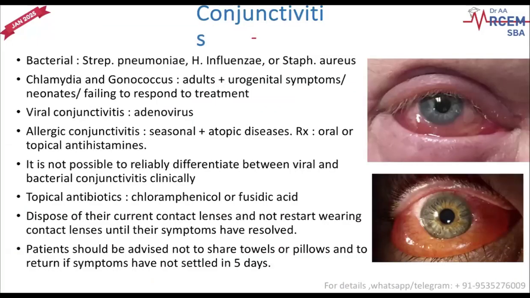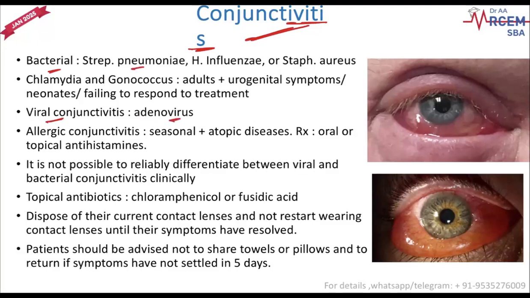So each one of these will be having it. First is conjunctivitis. It's nothing but infection or inflammation of the conjunctiva. This inflammation or the infection might be because of bacteria, might be because of viral. Bacteria, Strep pneumoniae can be there, viral adenovirus can be there.